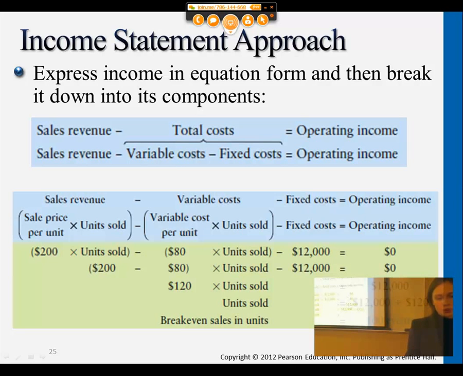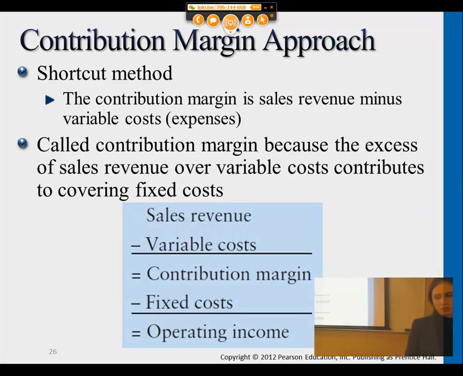Now my units sold is 12,000 divided by 120. So I know that to break even, I need at least 100 events booked. Does this make sense? Sinking in? Okay. So let's look at the next one. Any questions on the previous?